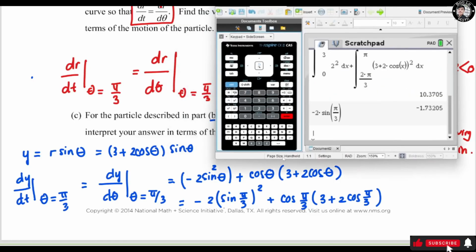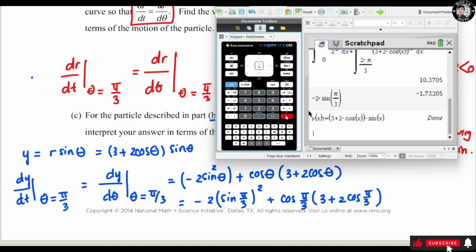So I'm going to store the function y. I'm going to name this one y of x. Hit Control and the button right here. So I have 3 plus 2 cosine x times sine x, and I press Enter.